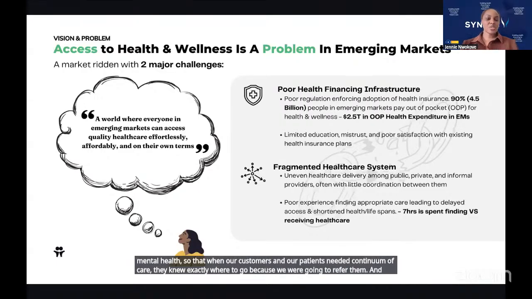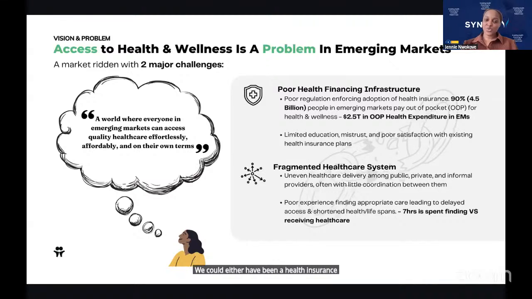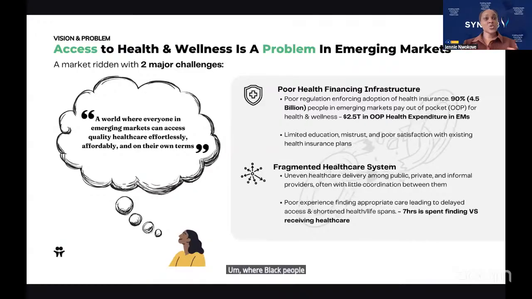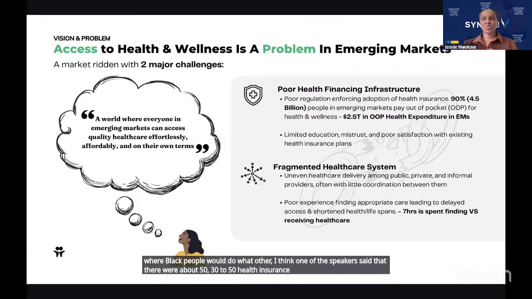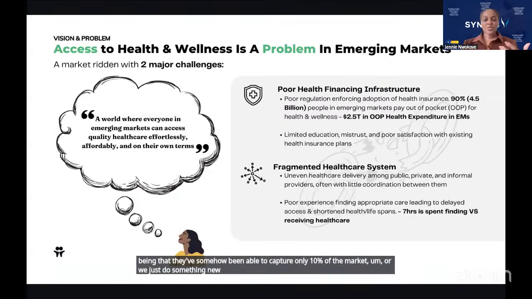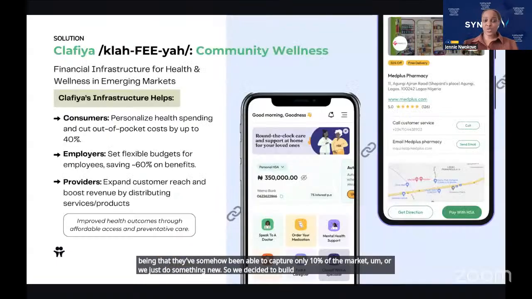And like I mentioned, the other thing was cost. So we had a few choices to make. We could either have been a health insurance company or pivot to a health insurance company, where we would do what I think one of the speakers said, that there were about 30 to 50 health insurance companies in Nigeria. So we didn't really know what we would be doing as the next health insurance company, being that they've somehow been able to capture only 10% of the market. Or we just do something new. So we decided to build the financial infrastructure for health and wellness in emerging markets, which is Clafia.